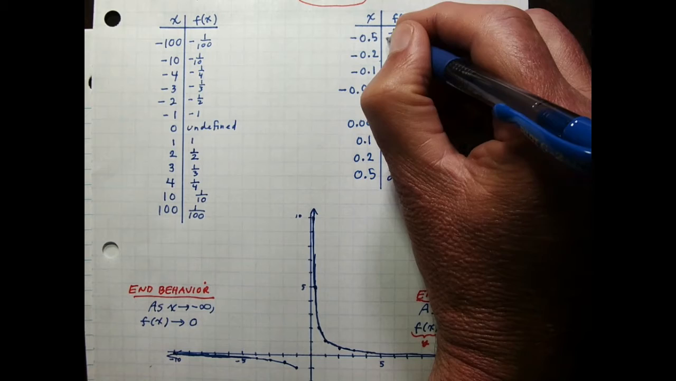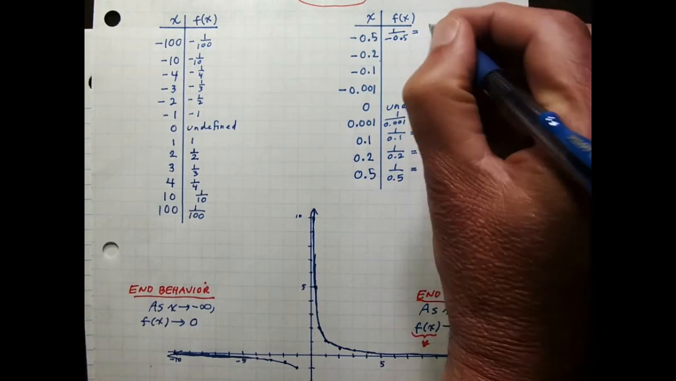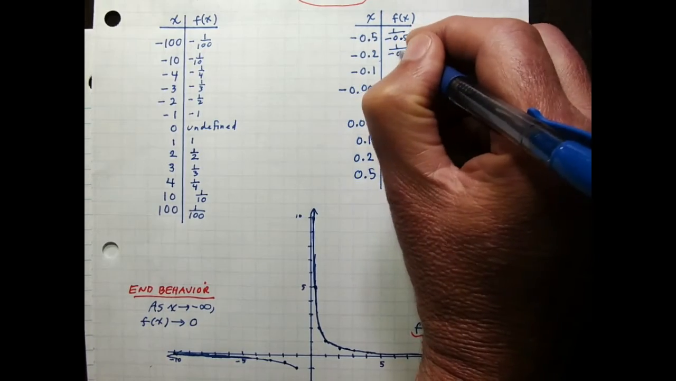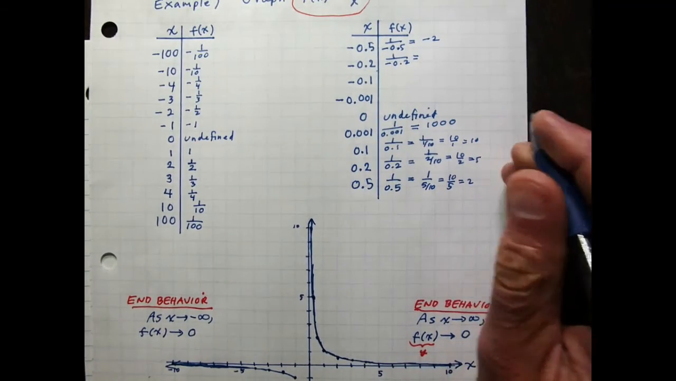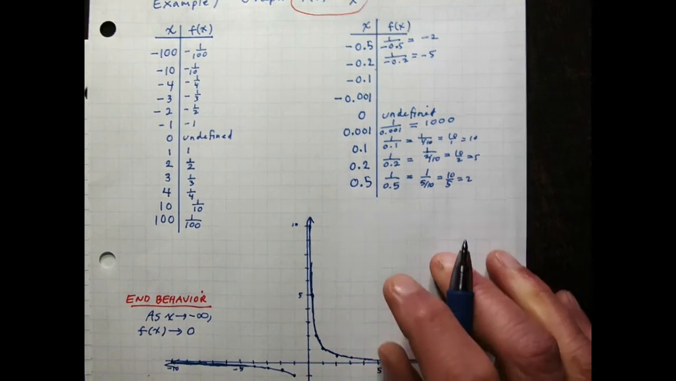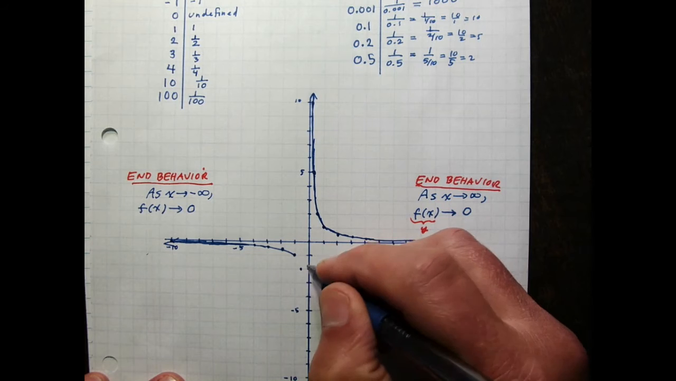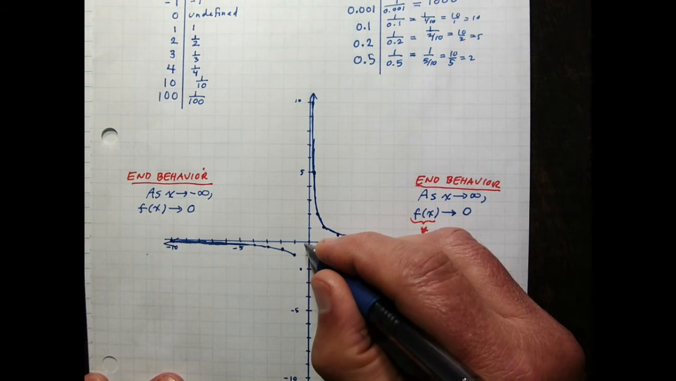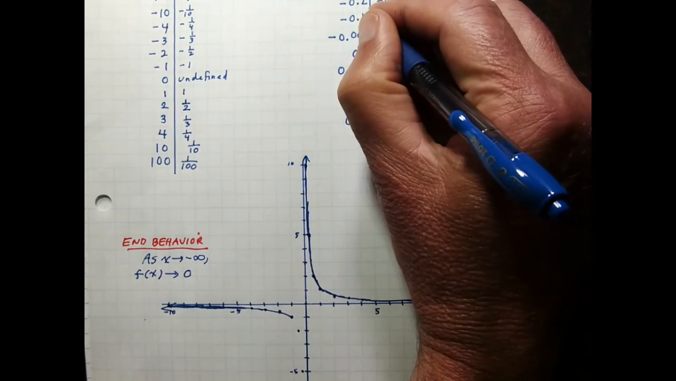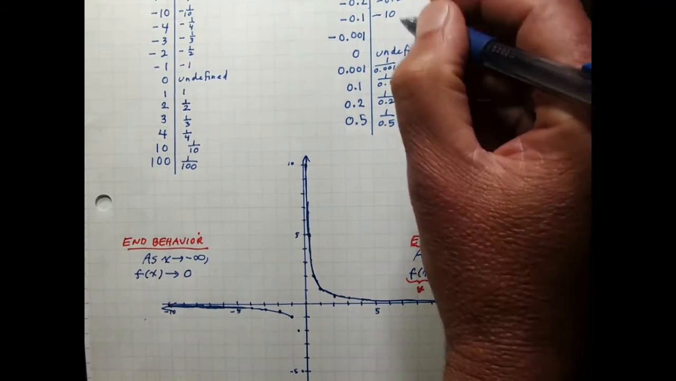If I take 1 over negative 0.5, it's similar to what's happening with a positive, but I'm going to get a negative value, right? Negative 2. And 1 over negative 0.2, I'm going to get negative 5. So at negative 0.5, I'm at negative 2. At negative 0.2, which I can just sort of estimate, I'm already down at negative 5. At negative 0.1, I'm going to get negative 10, comparing to what we already got with a positive.